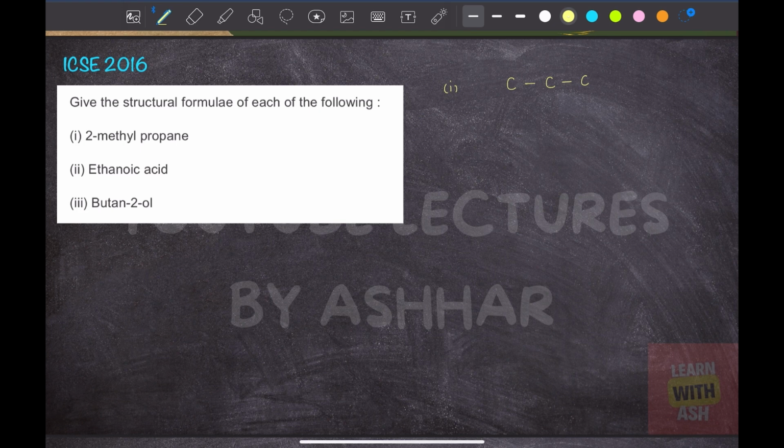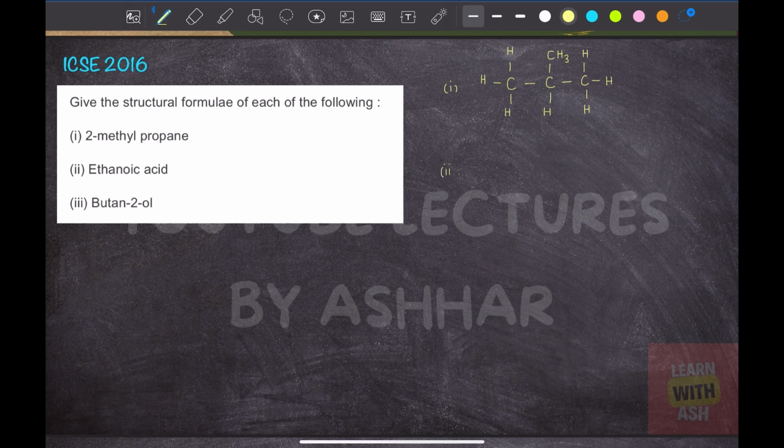So what does methyl group mean? It means CH3. So over here, I will be drawing a carbon, and since it is methyl, it will be CH3. The remaining part of each carbon will contain hydrogen atoms. So this is the structural formula for 2-methyl propane.